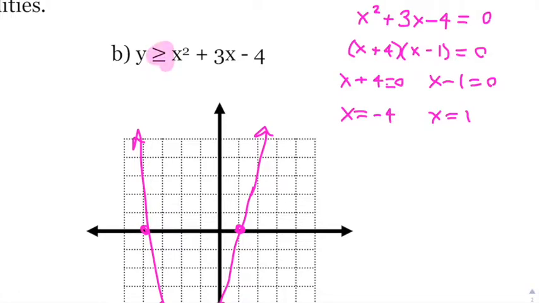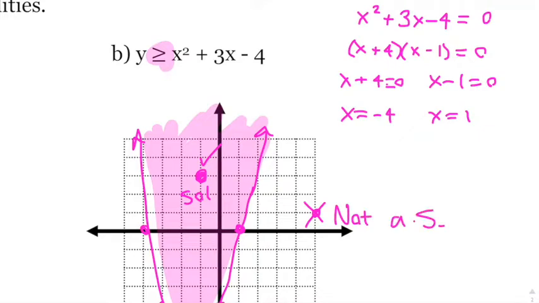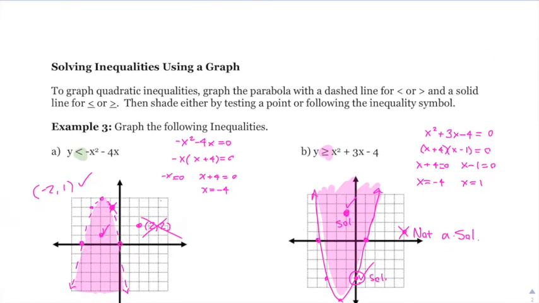And then since it's greater than, that means you shade everything that's above your curve. So it'll be all of this region right here. Once again, any point in this region is a solution. Any point not in that region is not a solution. And any point directly on a line is a solution. And that's how you graph two-variable inequalities.